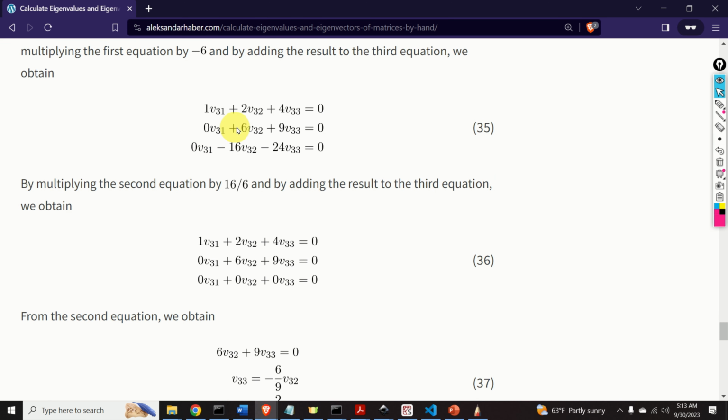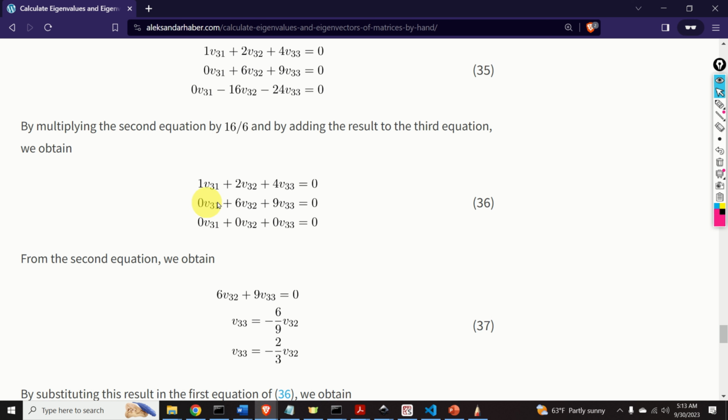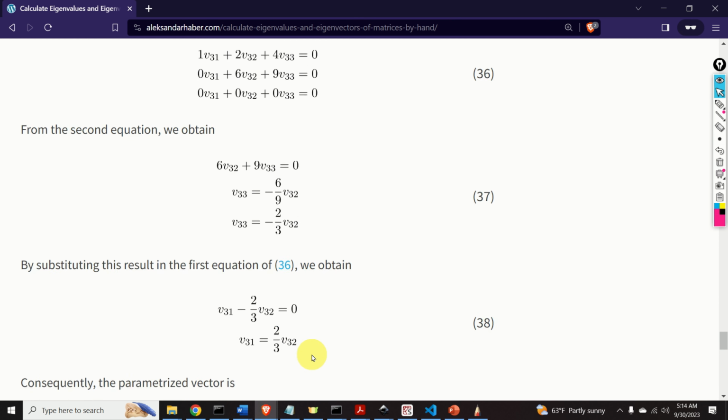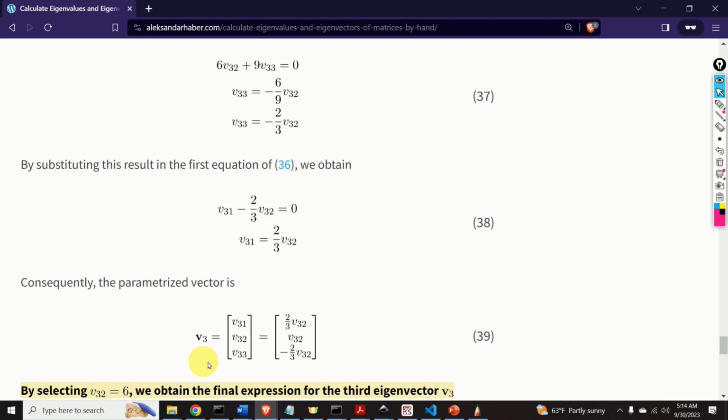Next, let us multiply the second equation by 16 over 6 and let's add the result to the third equation. And finally, we eliminated the third equation. We are only left with the second equation and the first one. From the second equation, we obtain that v33 is minus 2 over 3 v32. Again, let's substitute this expression in the first equation, and as the result, we obtain that v31 is 2 over 3 v32. Again, here is our parametrized eigenvector.